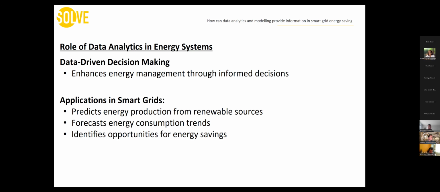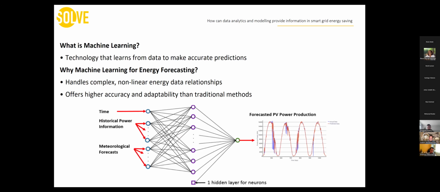To narrow down this concept in the smart grid, and as regards Phil's PhD project, we are talking about forecast of energy production from renewables, mainly solar at the moment, forecast of energy production patterns, and this gives an input on finding opportunities for energy saving. Phil applies machine learning for his forecasts.